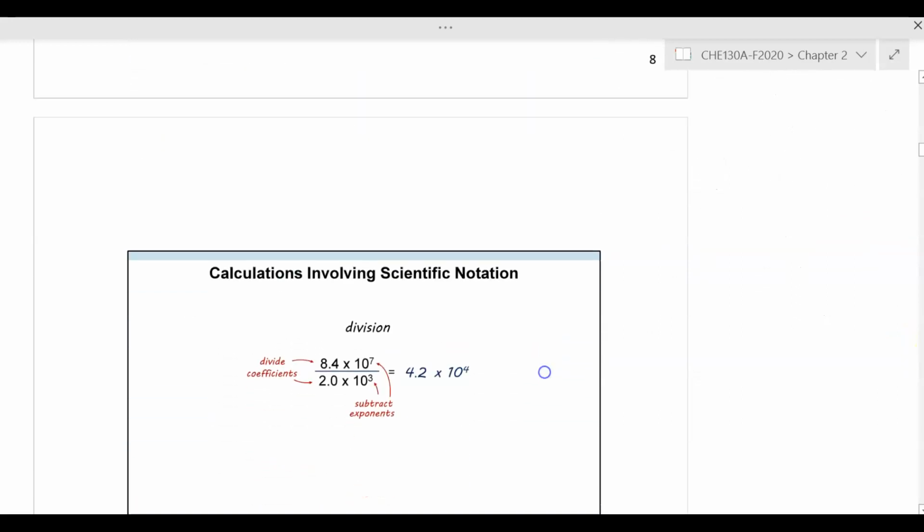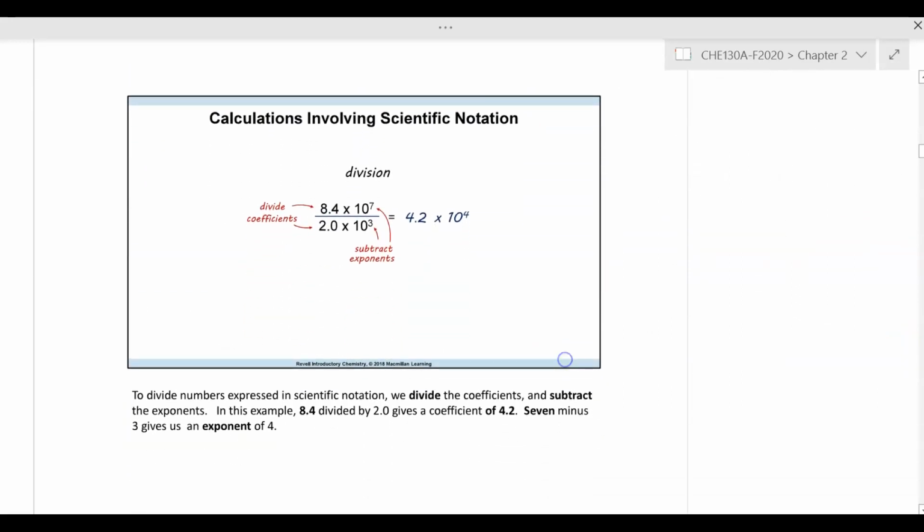A lot of times you can come up with kind of ballpark estimates or numbers, and that'll help. So here's an example where they're subtracting the exponents. So 8.4 divided by 2, that's going to be a little more than 4, right? 10 to the 7th divided by 10 to the 3rd is going to be 10 to the 7 minus 3. So it's going to be somewhere around 4 times 10 to the 4th. Yeah, so that would be my estimate. The actual answer is that. So that's a pretty good estimate. We're not off by too much.